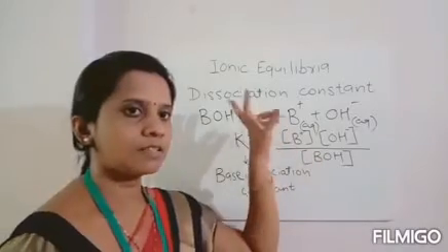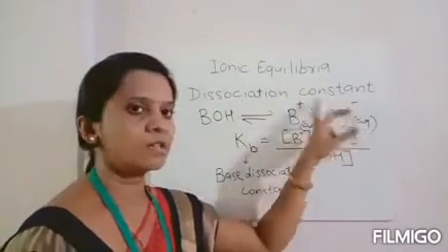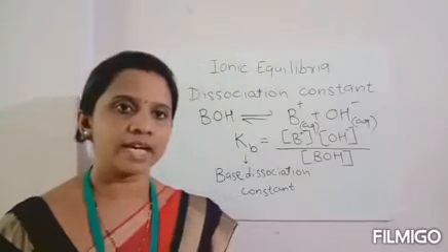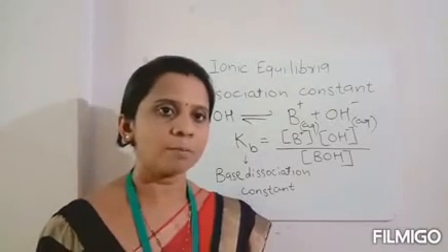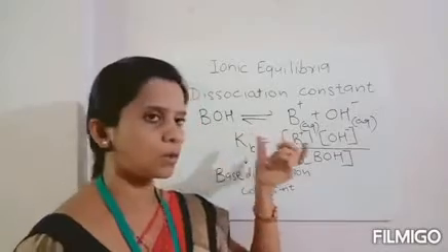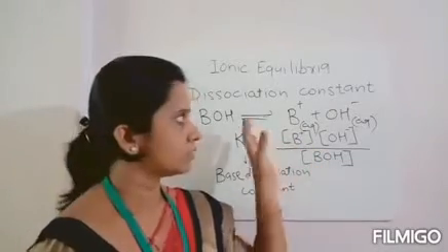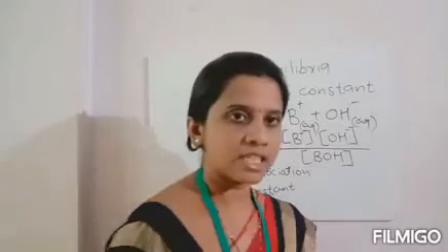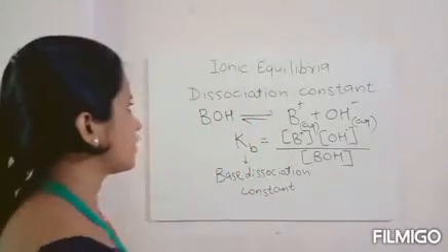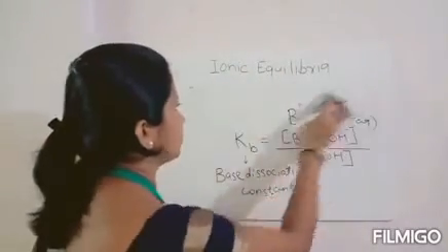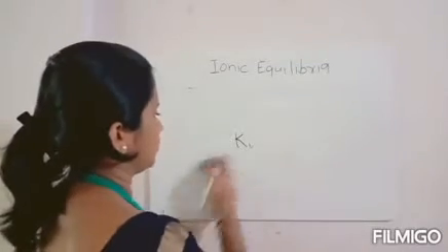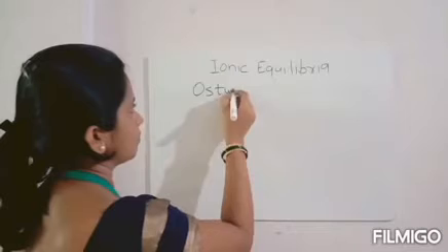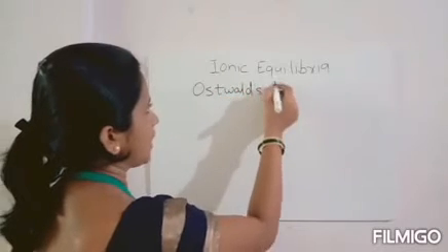So what we have seen is the dissociation constant for a weak acid and weak base. A weak acid is represented as HA and a weak base is represented as BOH. So this much is clear to you. Now we'll start the next point. So the next point is Ostwald dilution law.